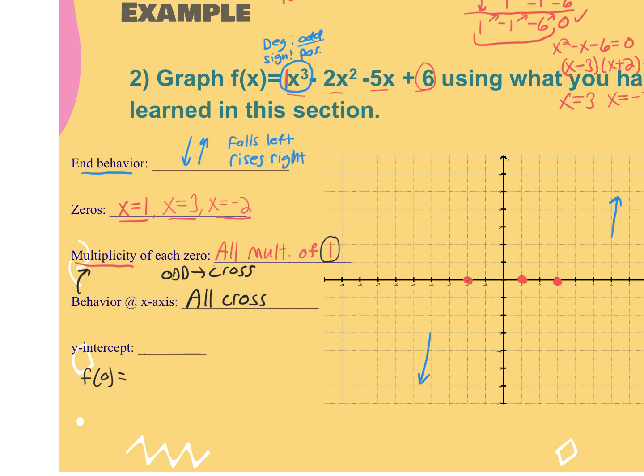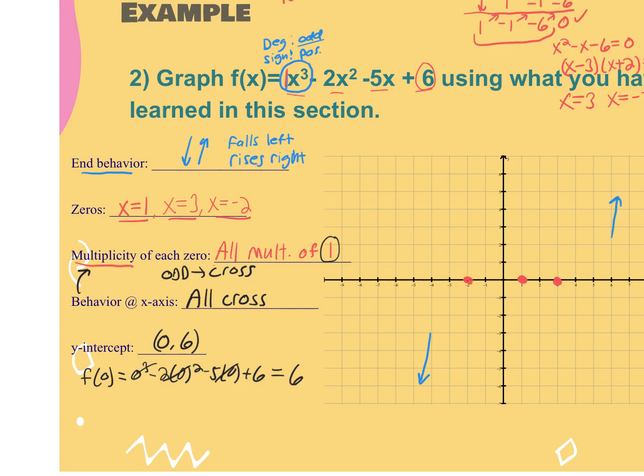So I want to plug in f of 0, and we get 0 to the third, minus 2 times 0 squared, minus 5 times 0 plus 6, right? All of these are going to turn to 0, and we're just left with 6, all right? So our y-intercept as an ordered pair is going to be (0, 6).